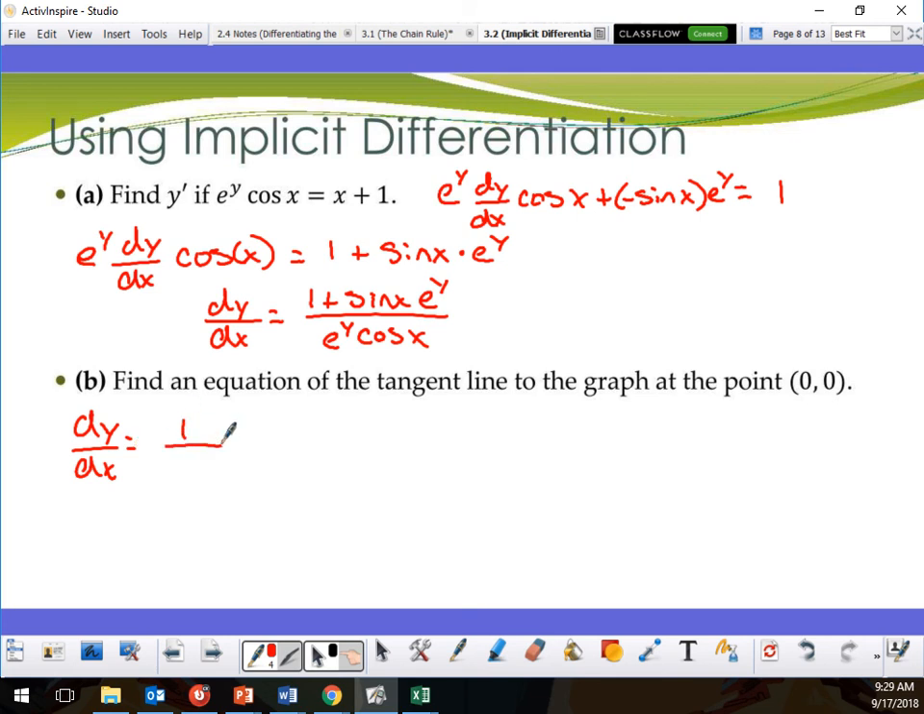Now, what is cosine at 0? It's 1. What is e to the 0? 1. So on the bottom I'm going to have 1. So it's 1 over 1. So I get a slope of 1, right? So I'm going to get y minus 0 equals 1 quantity x minus 0. So it's going to be y equals x.